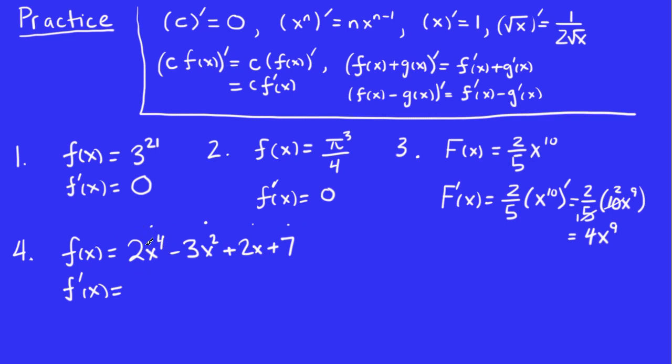To do this derivative, like I said, we're going to do the derivative term by term. What's the derivative of this first term? Well, it's 2. I'll bring that out front, and then multiply by the derivative of x to the 4, which is 4x cubed.